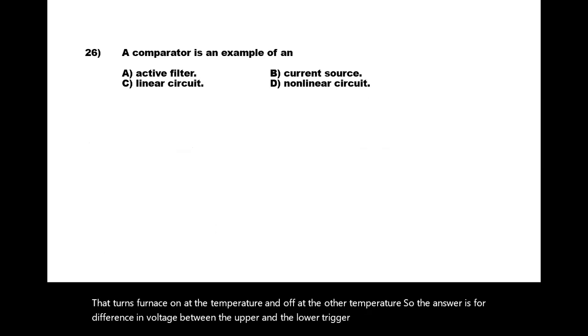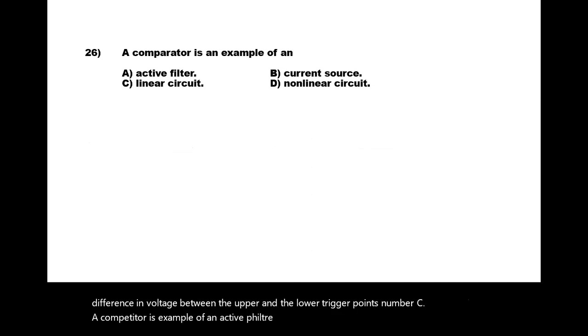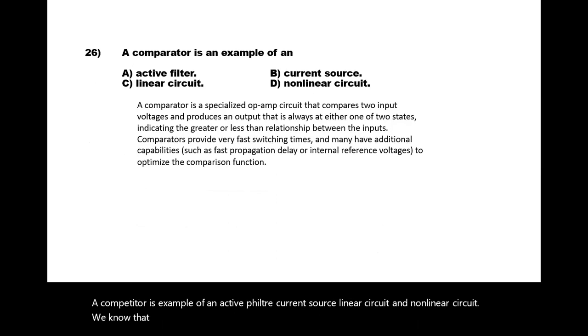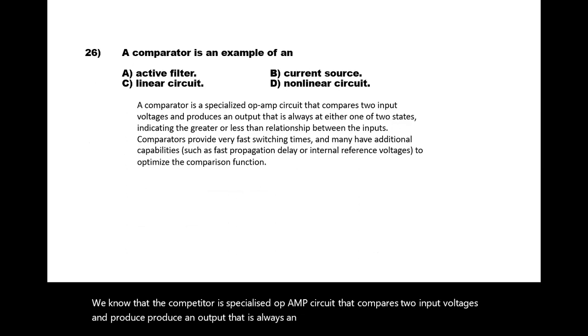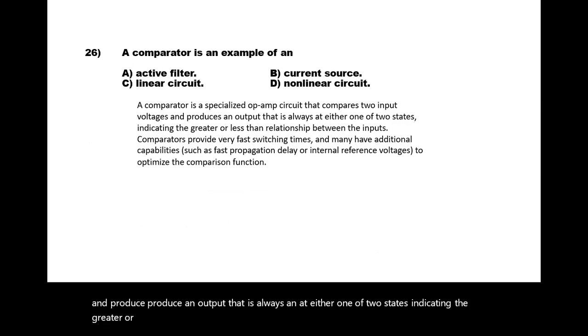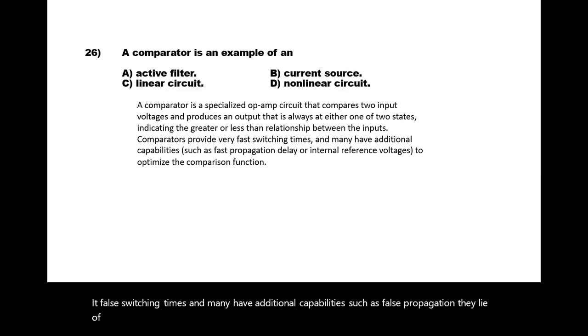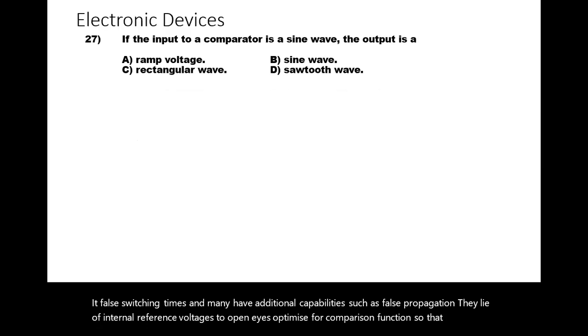number C. A comparator is an example of an active filter, current source, linear circuit, and non-linear circuit. We know that a comparator is a specialized op-amp circuit that compares two input voltages and produces an output that is always at one of two states, indicating the greater or less than relationship between the inputs. Comparators provide fast switching times, and many have additional capabilities such as fast propagation delay or internal reference voltages to optimize the comparison function. So that is a non-linear circuit.